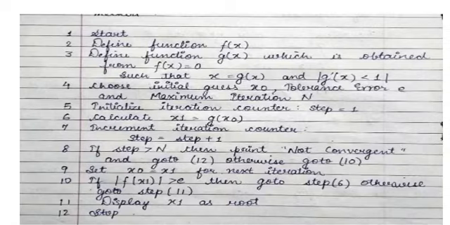If f of x1 is greater than e, then we have to go to step 6, otherwise go to step 11. Step 11 is to display x1 as root. Now we will stop this process of finding the square root of 12 using the fixed point iteration method.